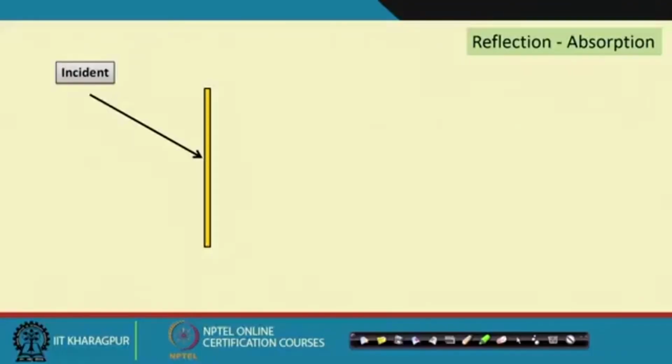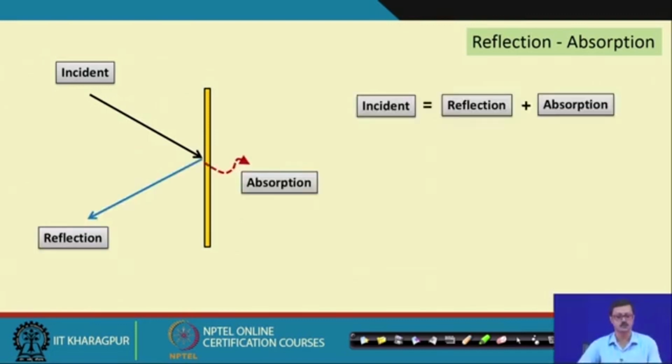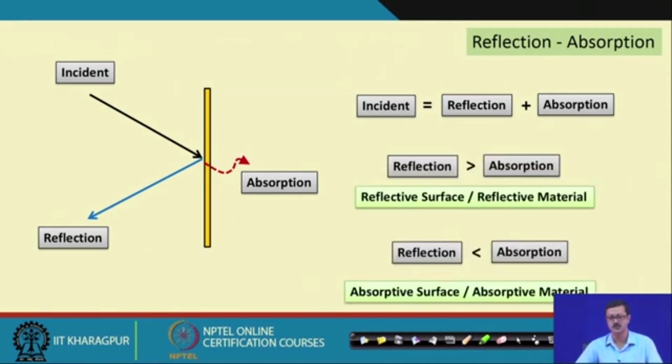So, let us go to the next phase of my presentation, where I will now discuss reflection and absorption. Suppose this yellow stick is a surface, and an incident sound ray, or sound energy, falls upon that particular surface. There will be a reflection and there will be some absorption. So, I can say that the incident energy must be equal to the reflected energy plus the absorbed energy.